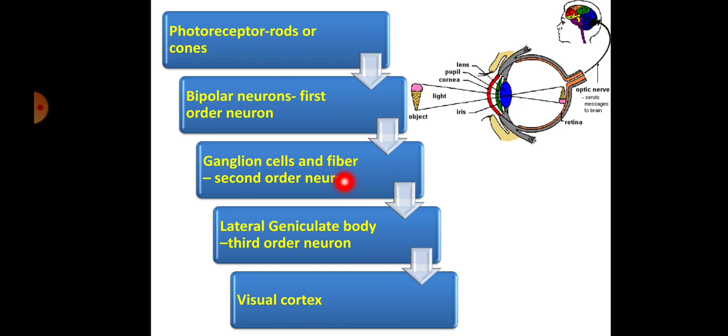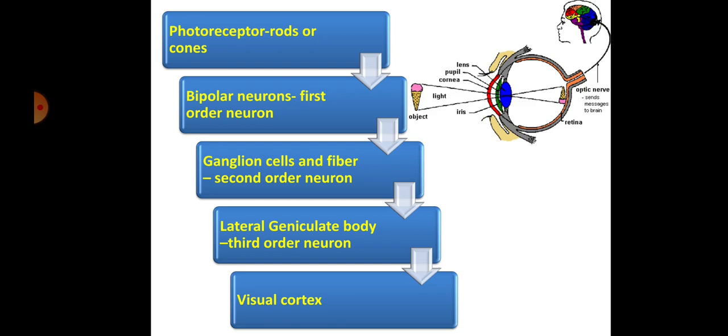Then from the optic nerve, the image is transferred to the lateral geniculate body, that is a third order neuron. And from the third order neuron, the message goes to the visual cortex. So this is the series. Usually the sensory information reaches the brain from first order neuron to second order neuron, second order neuron to third order neuron, third order neuron to the cerebral cortex.